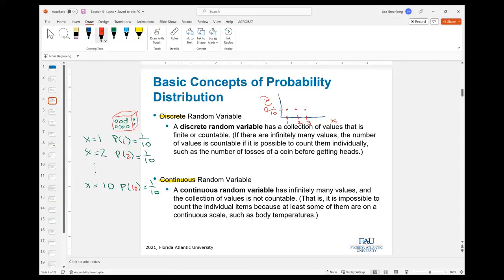Now let's talk about what is something that is continuous. So let's say I want to measure the heights of, or I want to know what's the probability of a man being, let's write it down like this. Let's do height.